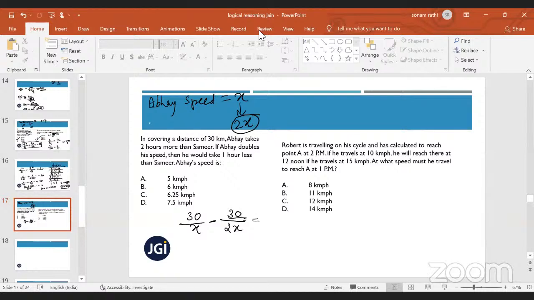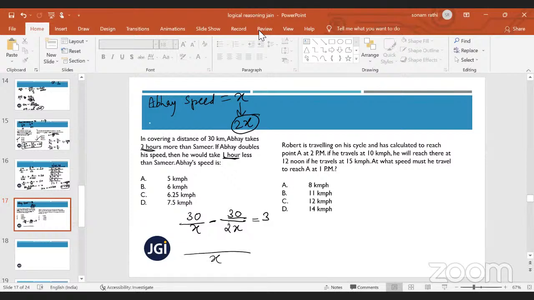Difference is how much? Tell me. 2 hours more. Correct? And then 1 hour less. So total how much difference? Difference is 3 hours. Yes or no? First, Abhay was taking 2 hours more and now taking 1 hour less. So 2 and then 1 more gap. So 3. Total gap is 3.